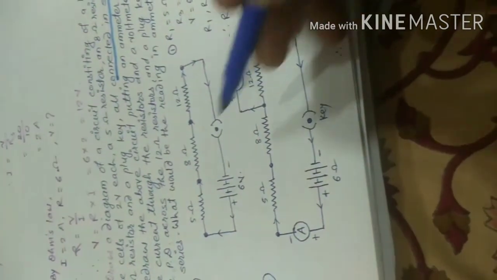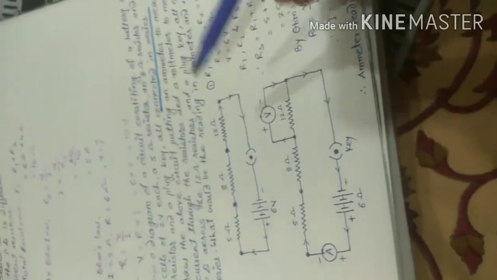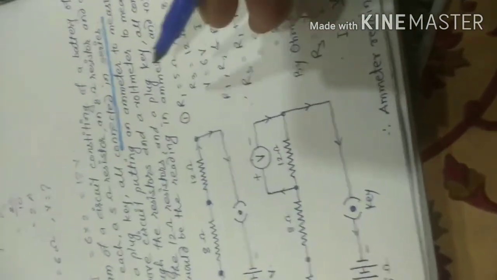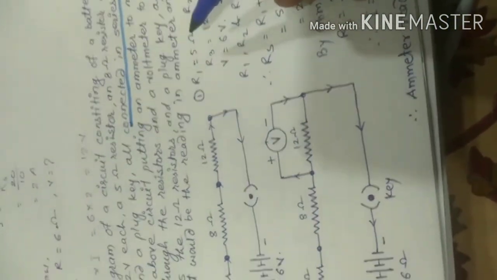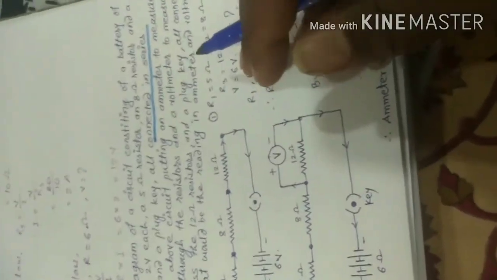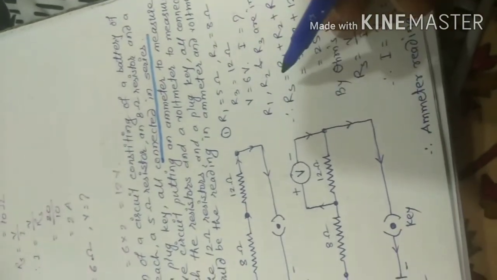Now redraw the above circuit. After that, the voltmeter and ammeter readings have to be found. First we will find the ammeter reading. Ammeter reading means current, so current has to be found. In a series combination the same amount of current flows, so we have to find the total resistance.